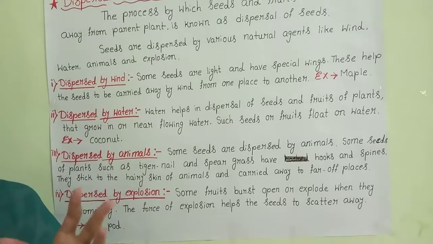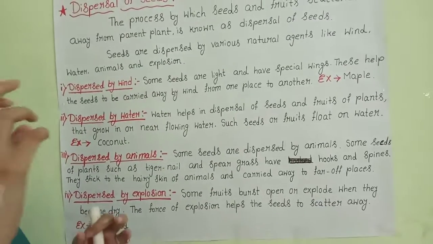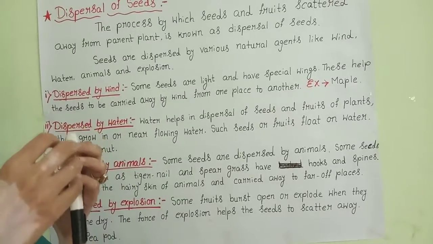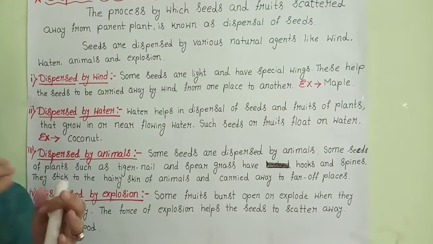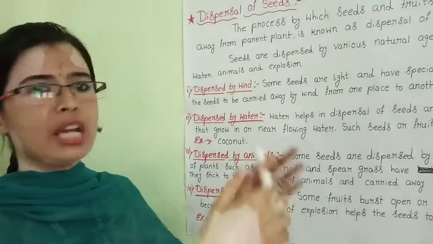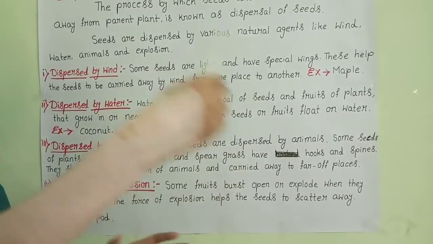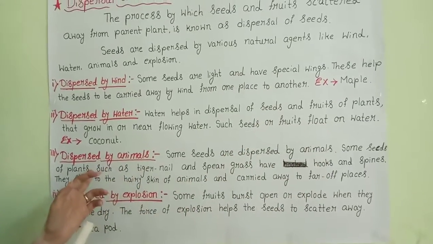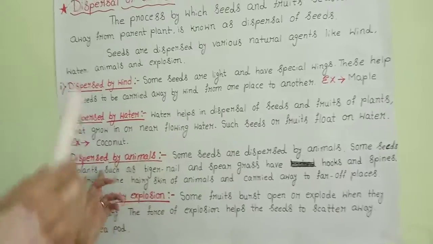Next one is dispersal by animals. Some plants have seeds or fruits with hooks or spines. When they fall on the ground, they stick to the furry body of animals. When the animals move from one place to another, the seeds stuck to them also move, and from that place they also grow. So this is dispersal by animals.